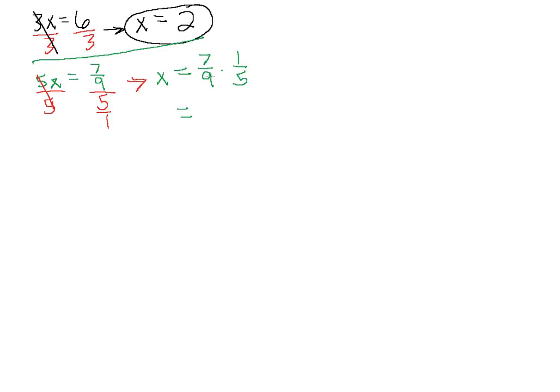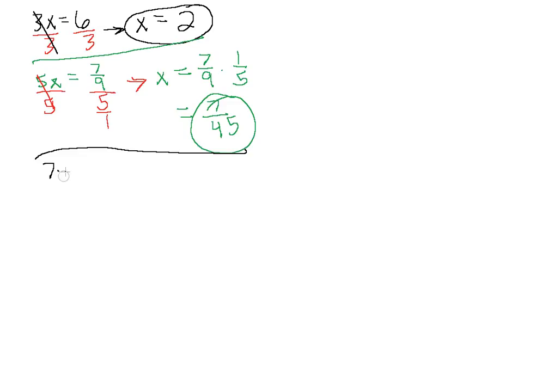Now this is pretty straightforward. We can multiply through the top, 7 times 1 is 7, and multiply through the bottom, 9 times 5 is 45. So 7 over 45 is our answer for x. Remember, we can always plug this value in for our variable in the original equation just to check our answer. Let's take a look at another one.